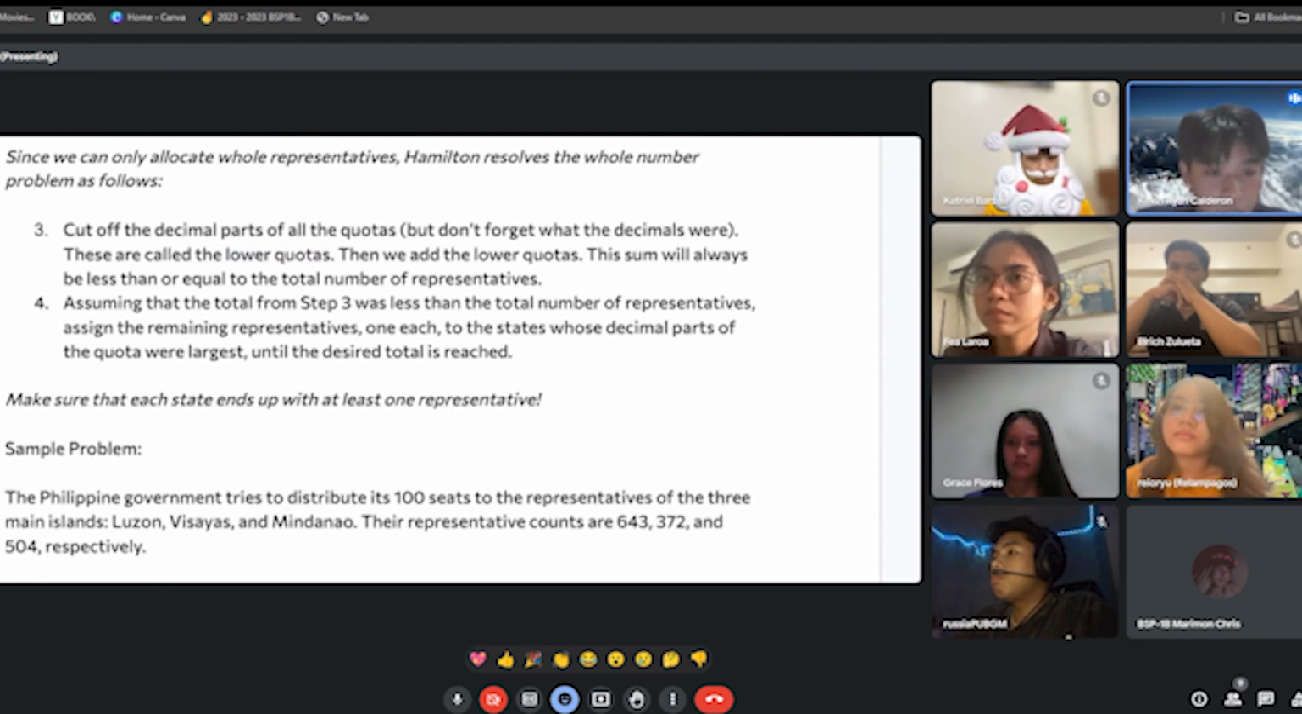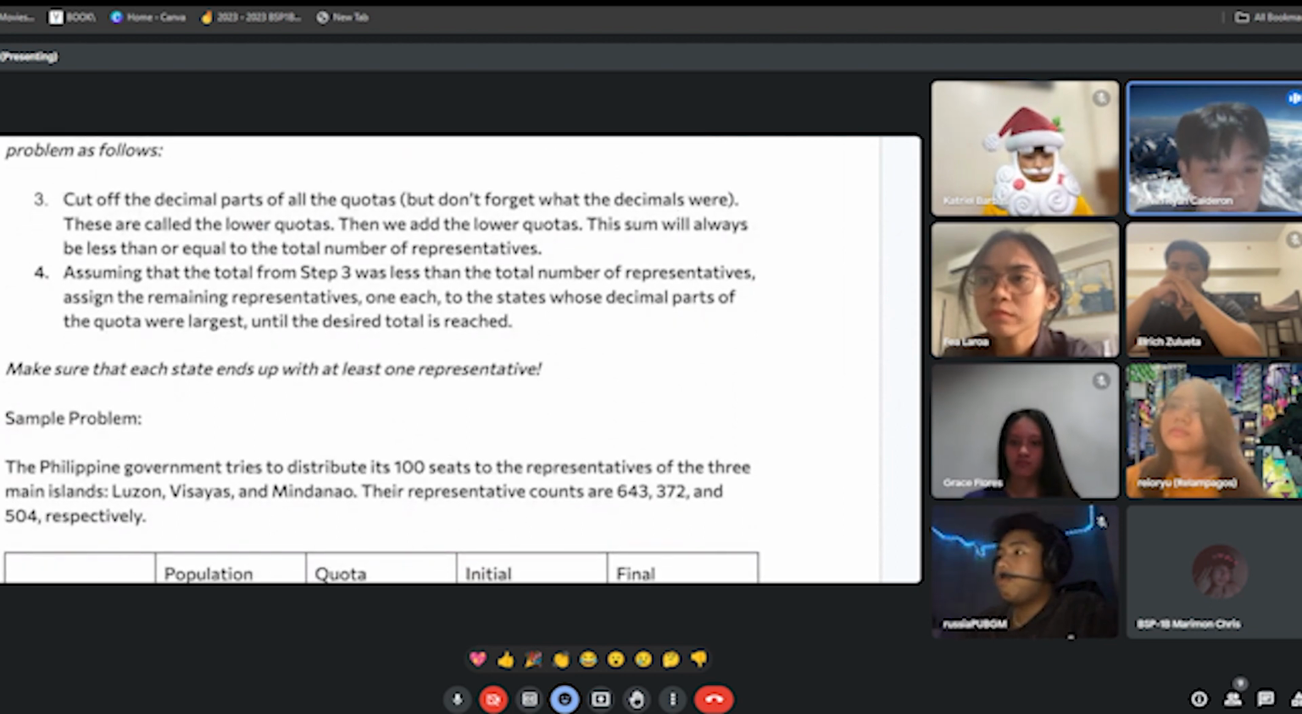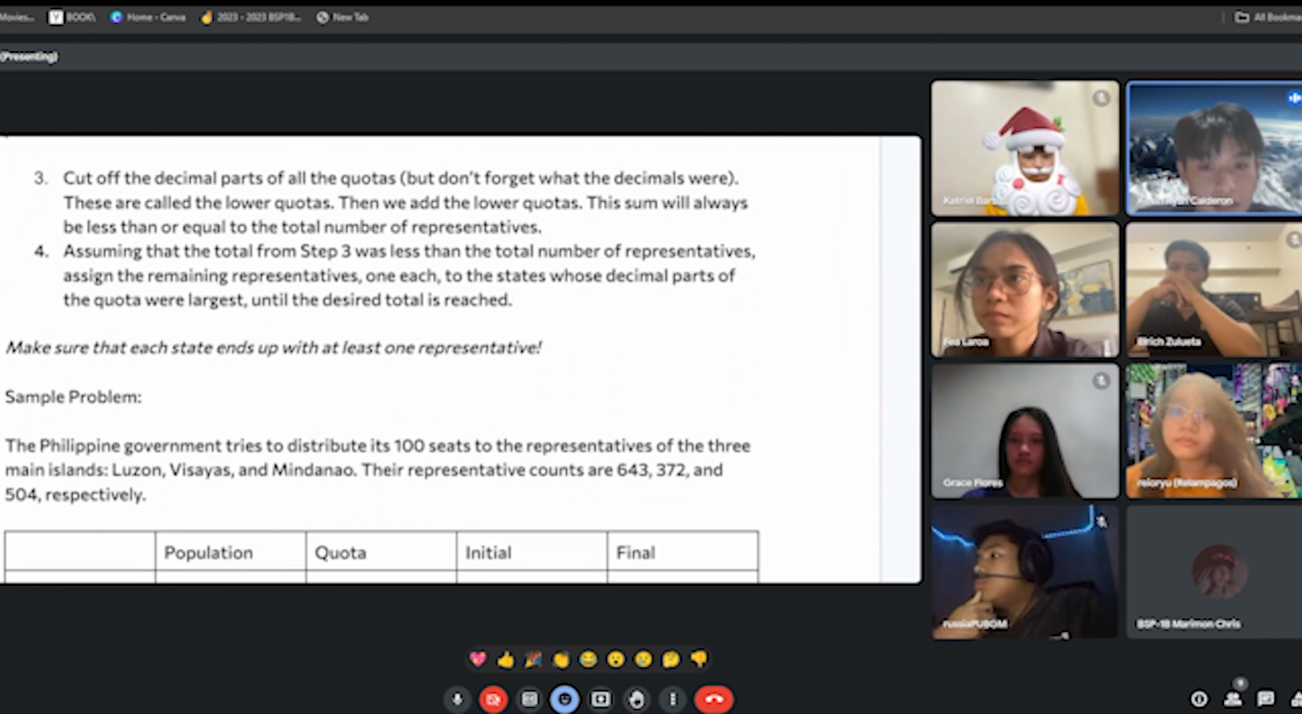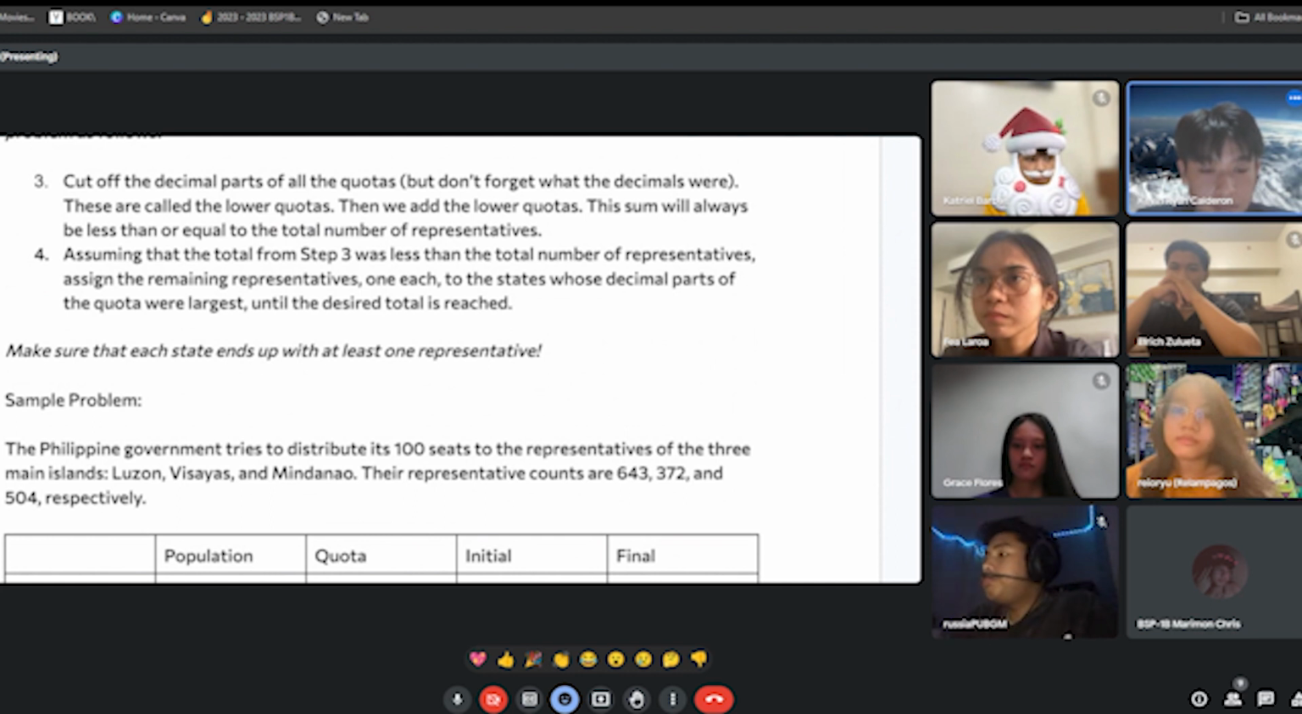And for the fourth and last step, assuming that the total from step 3 was less than the total number of representatives, assign the remaining representatives, one each, to the states whose decimal parts of the quota were largest, until the desired total is reached. Make sure that each state ends up with at least one representative.